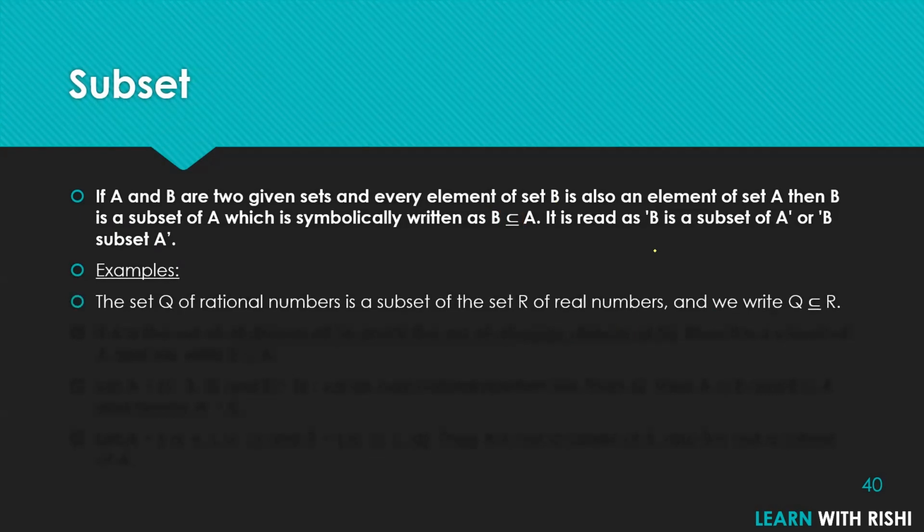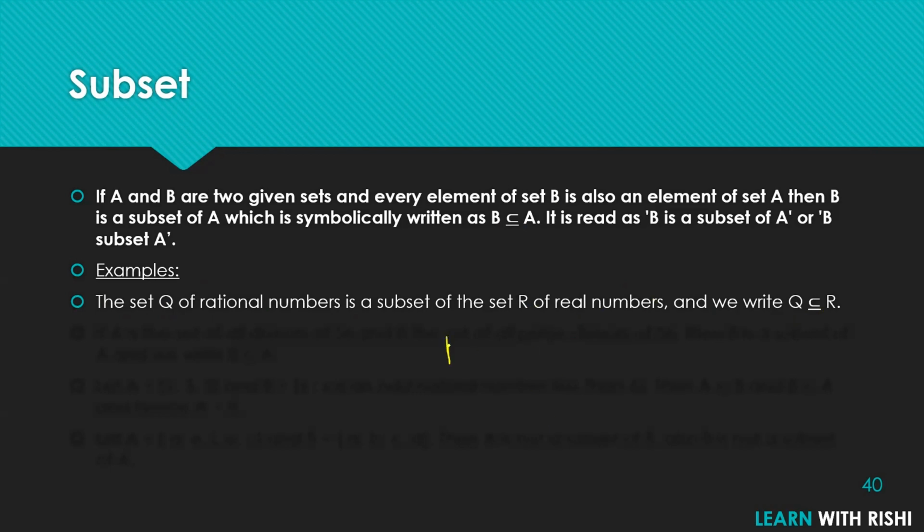Let us see some examples. The set Q of rational numbers is a subset of set R of real numbers. And thus we can write Q is a subset of R. Right? In real numbers, we include rational numbers. So we can say that every rational number is a real number. So Q is a subset of real numbers.